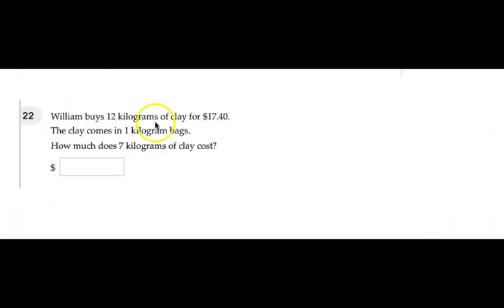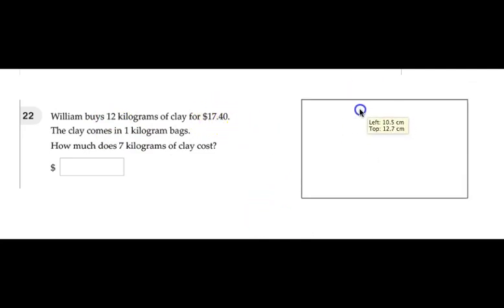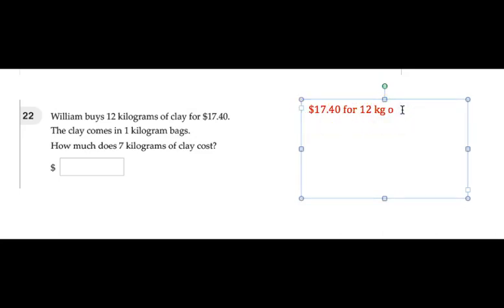William buys 12 kilograms of clay for $17.40, and the clay comes in 1 kilogram bags. How much does 7 kilograms of clay cost? So let's look at the information that we've got. We know that 12 kilograms of clay costs $17.40, or that William pays $17.40 for 12 kilograms of clay.